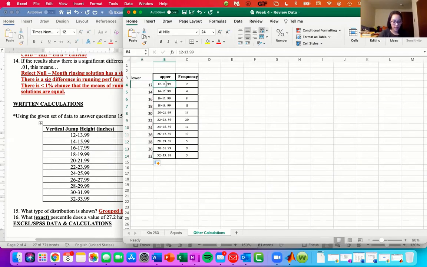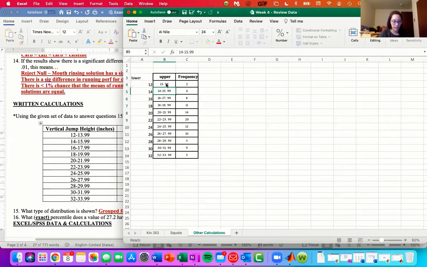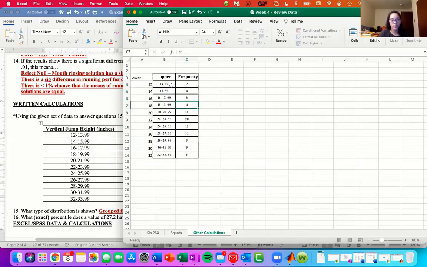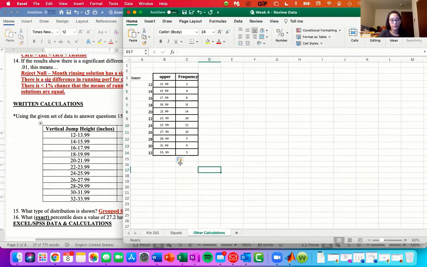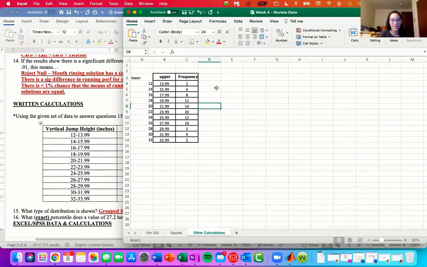For my upper bound, I've specified 13.99, 15.99. Again, I've created a pattern, and then I can copy it down. This is driving me nuts that they're not all the same font, so I'm going to change it. Okay, our frequencies have already been calculated, so that's cool, right? And then we need a cumulative frequency column.